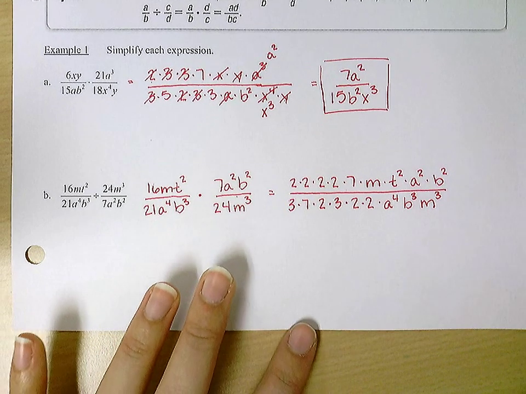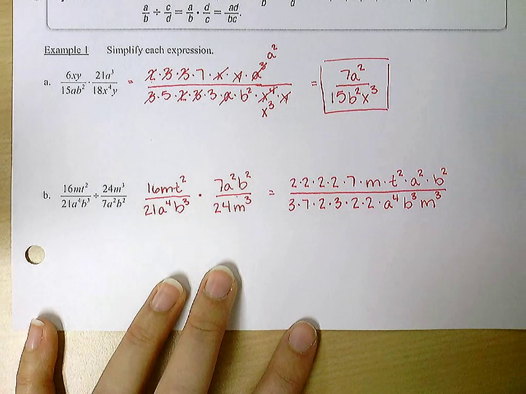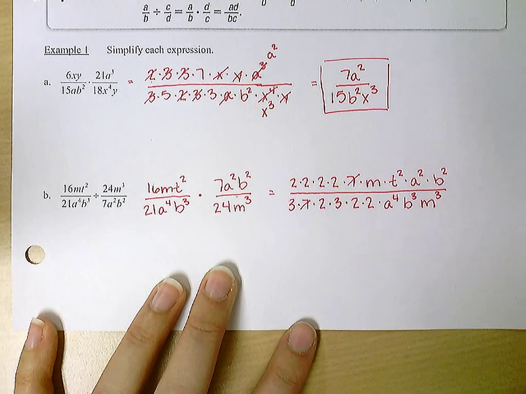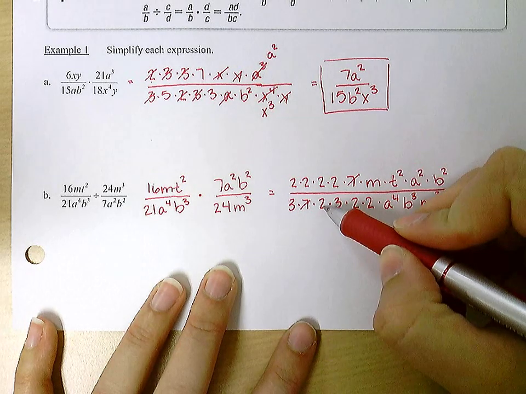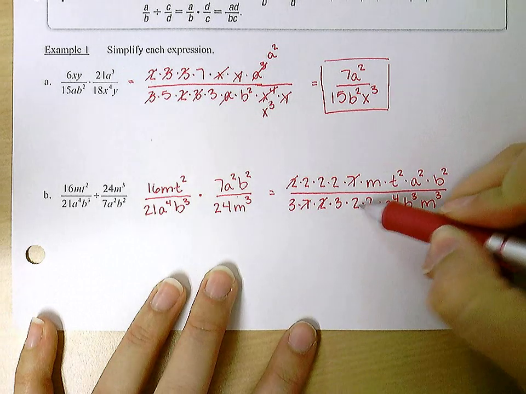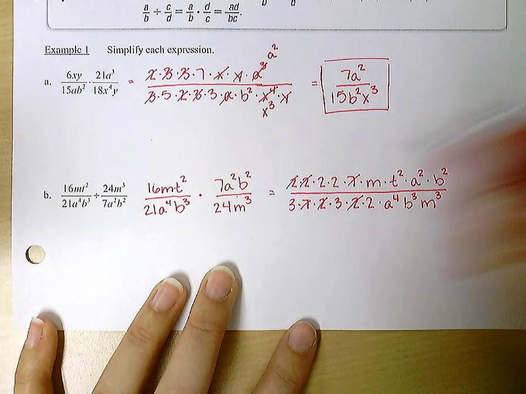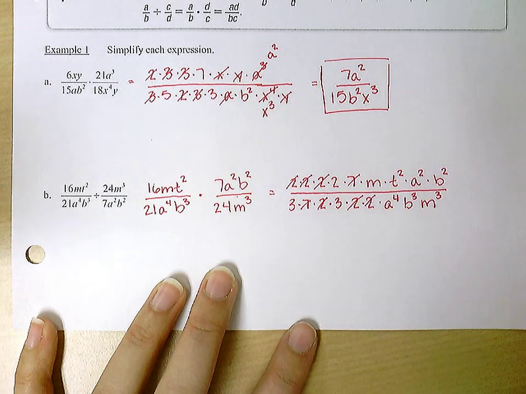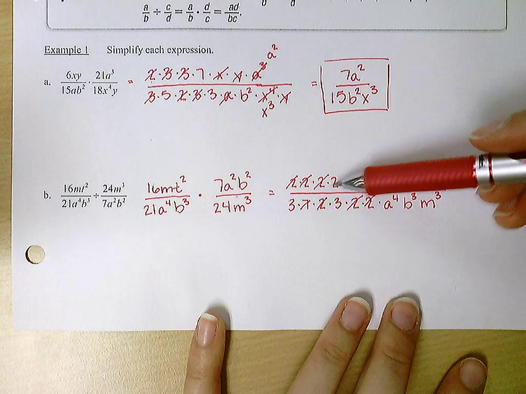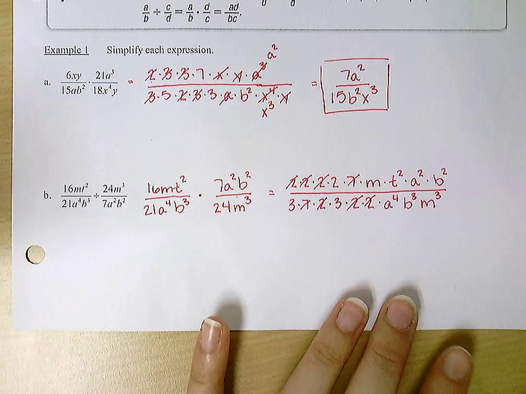And from here I can just cancel again. So I have a 7 and a 7. I have 2 and 2. I have another 2, and I have a third 2. So that's all for my whole numbers out front.